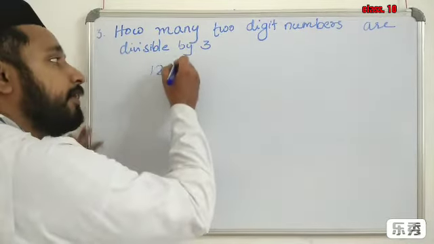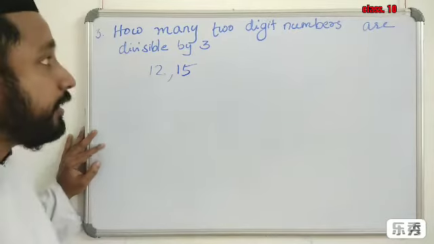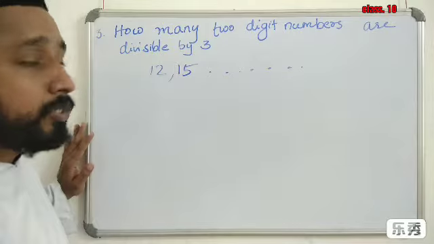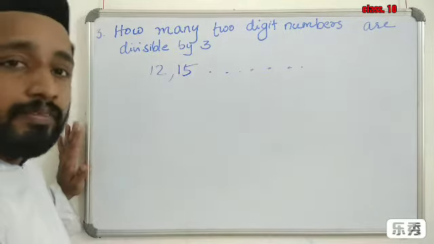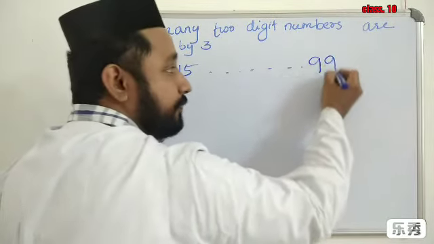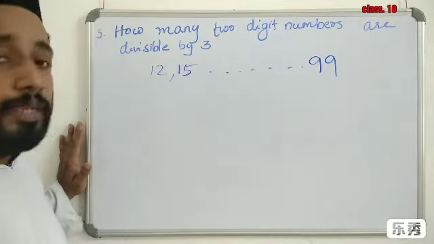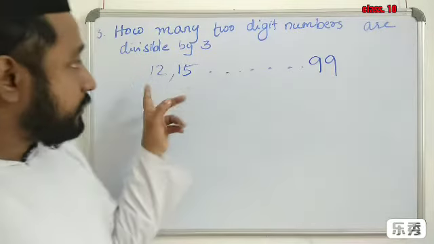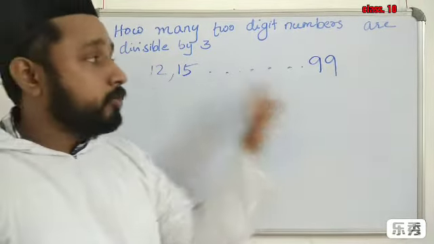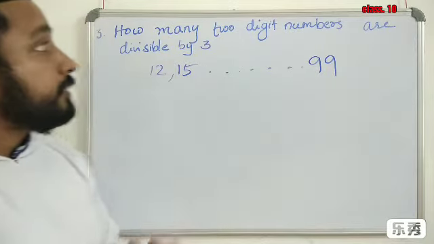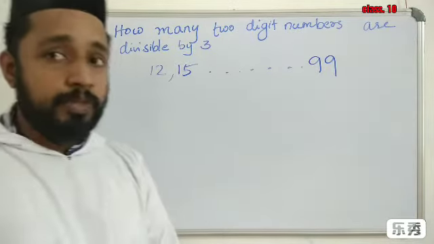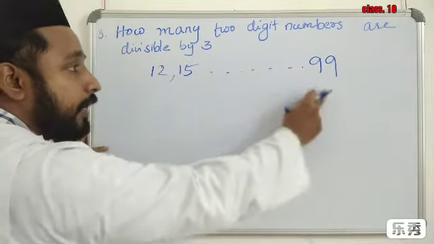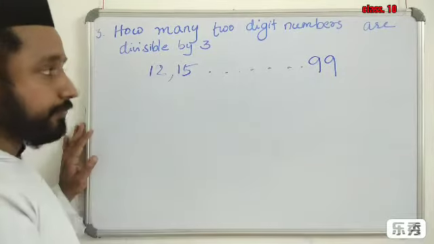Then next will be what? 15. 15 will be the next number which is divisible by 3. And so on, which will be the last two-digit number which is divisible by 3? We know that 99 is the last two-digit number which is divisible by 3. So our question is, how many two-digit numbers are divisible by 3? So first one is 12, next 15, etc., up to 99. You have to find out how many numbers are here.